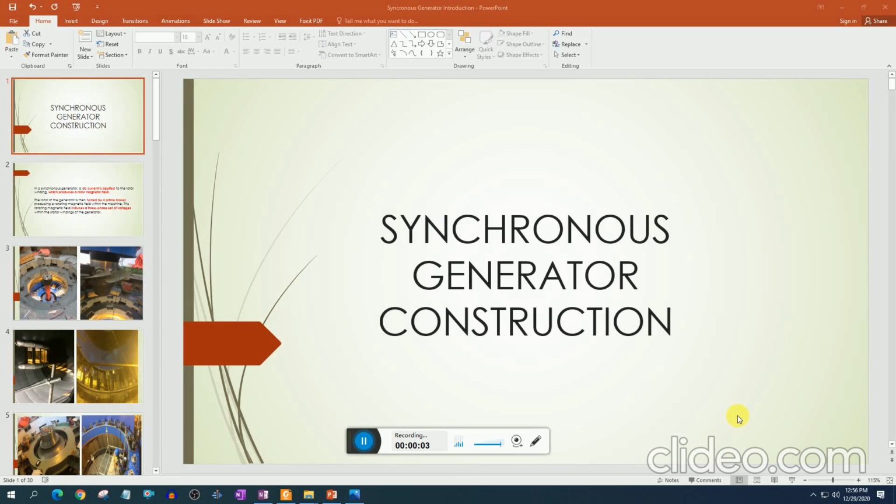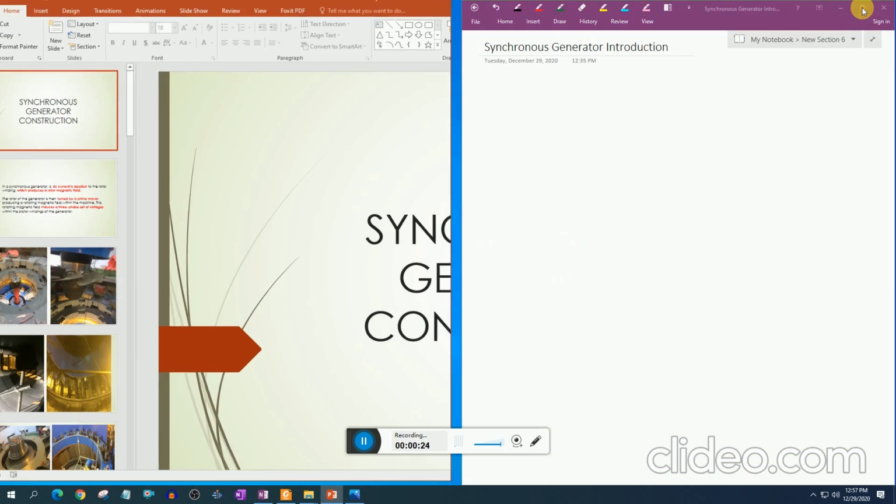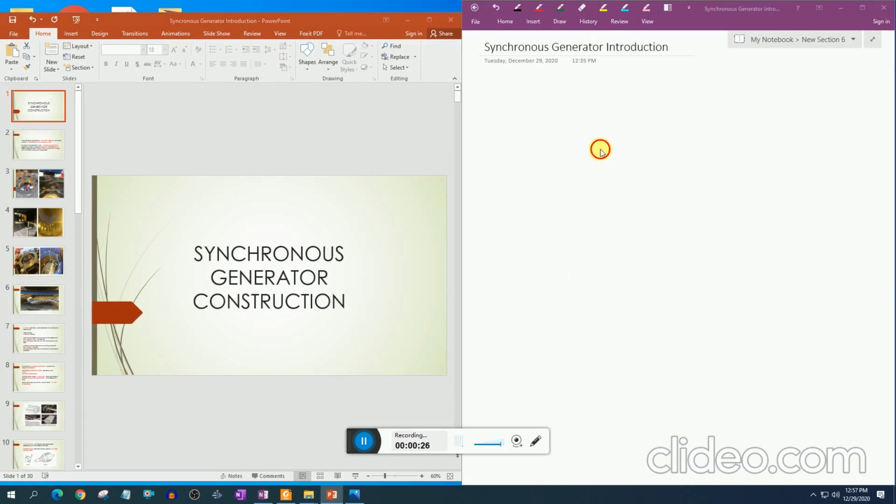Bismillahirrahmanirrahim. Today we are going to study the synchronous generator, introduction and its construction. As we already studied the induction motor, and in a motor we study the main parts of the motor are the rotor and the stator. Similarly, in the construction of the synchronous generator, the main parts are the rotor and the stator.